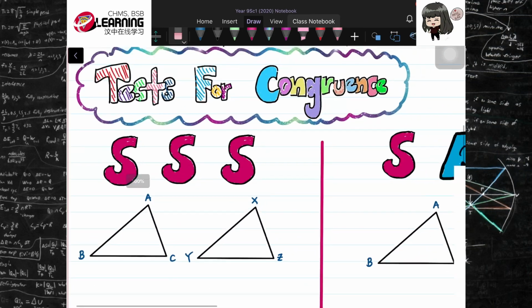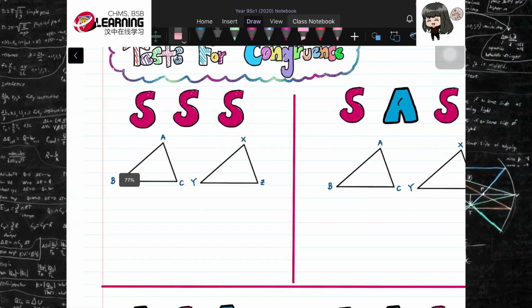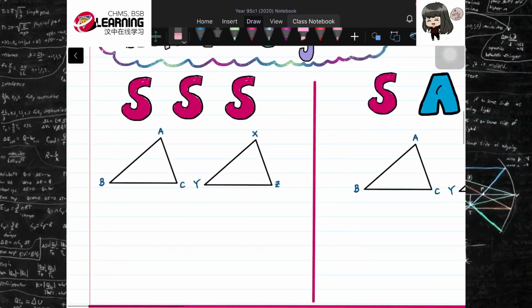Okay, so we have tests for congruence. There are certain conditions that we have to meet, and we have to write them down in order to show that the triangles are congruent. We don't need to list all 6, but there are certain angles and sides that we have to mention in order to prove that they are congruent. I will show you one by one here.